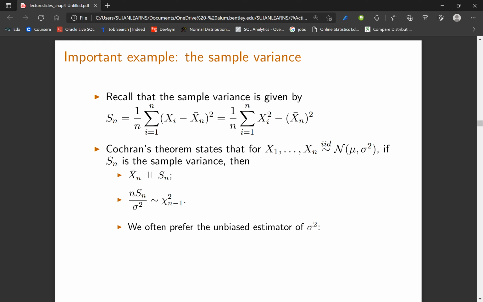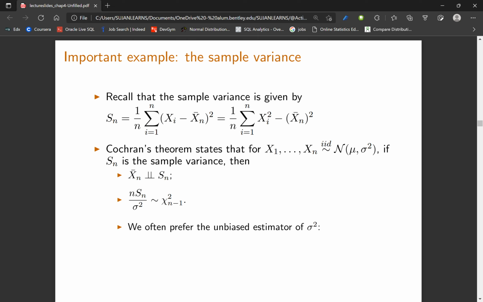Second is Cochran's theorem, which states that given variables x1 through xn, which are identical and independent, with a normal distribution with mu as the mean and sigma square as the variance, then the sample variance of that distribution is independent of the sample mean. This is a really powerful statement. That's the first conclusion of Cochran's theorem.